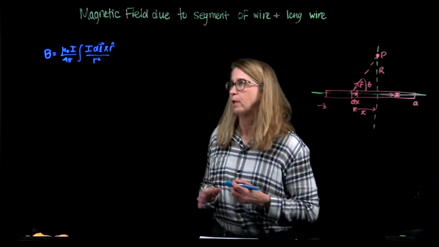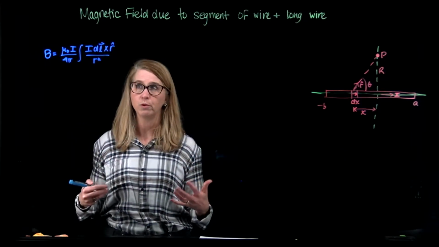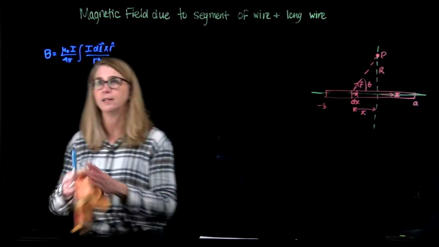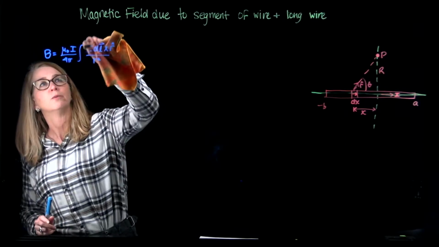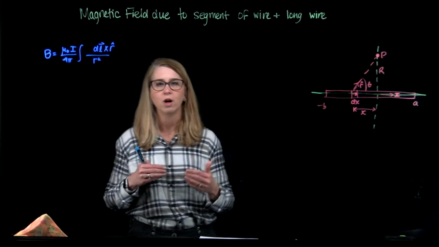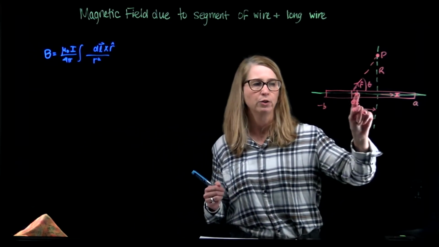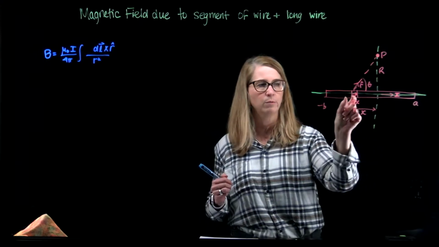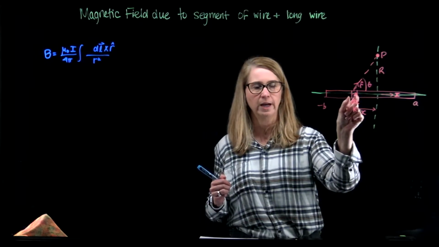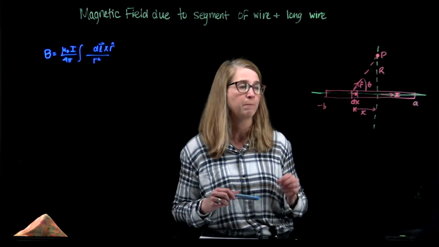And so we use the Biot-Savart expression to start, which is just mu naught I. I got two I's in there. That's not good. I'm going to get rid of one of them. And then dl cross with r hat. Now r hat is the unit vector that goes from the element of wire that I'm looking at, so right here it's this little dx, to the point that I want to know what the magnetic field is.